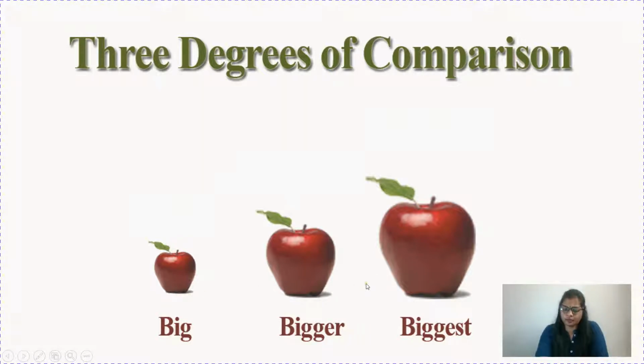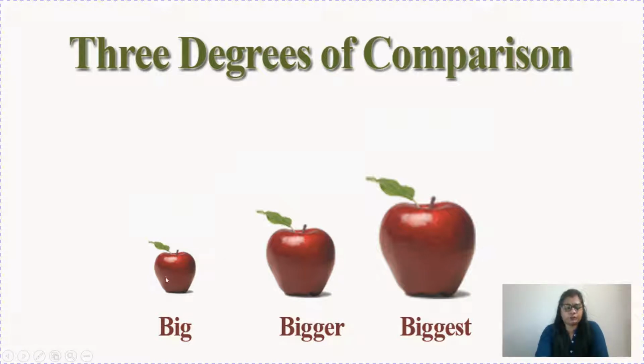So what have you learned, children? When there was one apple, you said it is a big apple. Fine. But when you get 2 apples, then you are comparing between 2. So when you are comparing between 2, you are saying this is bigger than this. But when you got the 3rd apple, then what does it mean? You are comparing among 3. Fine. So you can say this is the biggest apple.